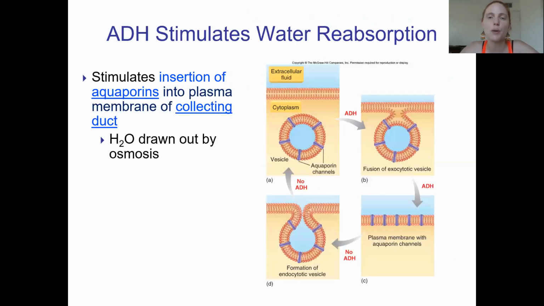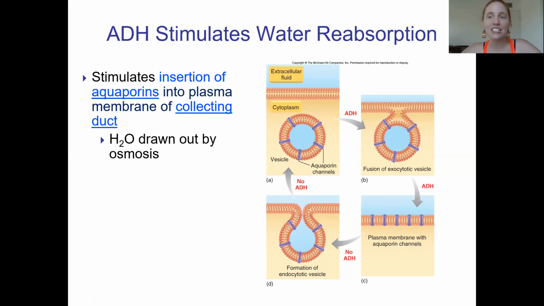So let's talk about the specific mode of action. ADH doesn't actively pump the water or anything like that. What it does is it makes the collecting duct more permeable to water, able to pass through. The way that it does that is by causing little vesicles that are stored inside of the cells lining the collecting duct to fuse with the plasma membrane of the cells. Now we've inserted more of those aquaporins, which is just a fancy way to say water channels, into the cell membrane of those cells lining the collecting duct.